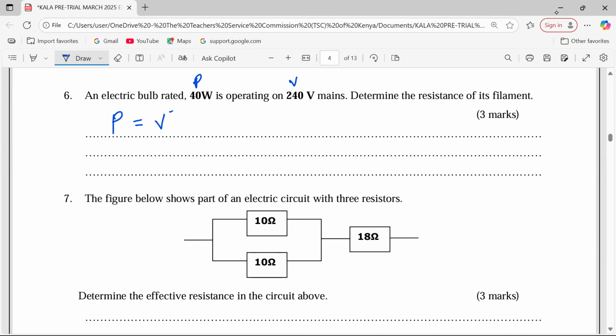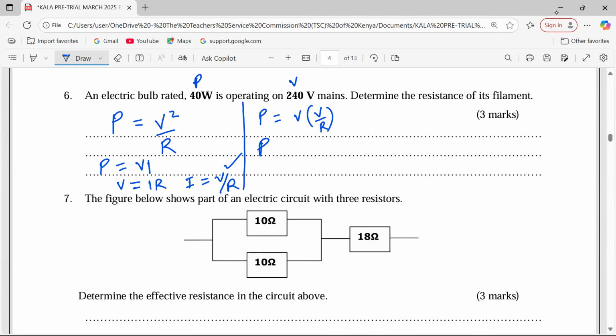Power is usually given by V squared over R. Of course, we have equations that lead to this. According to the definition of electrical power, it's given by VI. Then according to Ohm's law, V equals IR, and therefore current is given by V out of R. Therefore, power is now given by V, and instead of I, we write V over R.